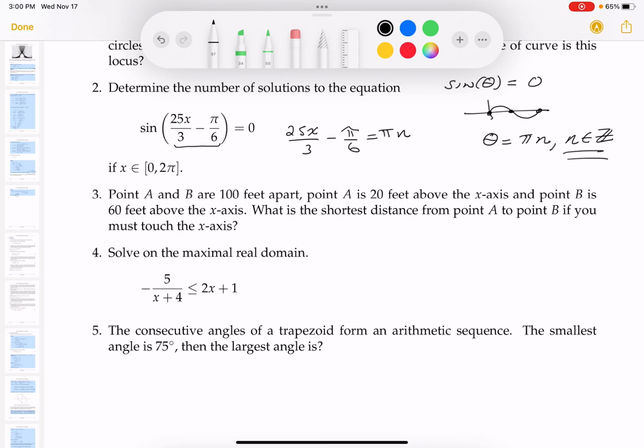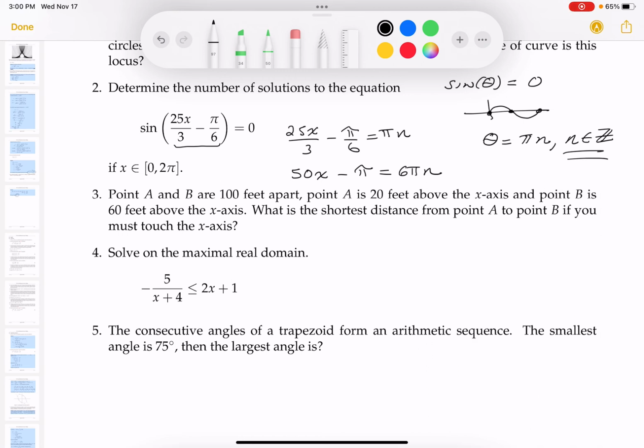I would probably multiply both sides by 6. And if you did that, you would get 50x. Again, I'm multiplying by 6. 3 goes into 6 two times. 2 times 25 is 50, minus pi. And let's see what you get. If I multiply by 6, you get 6 pi n, right?